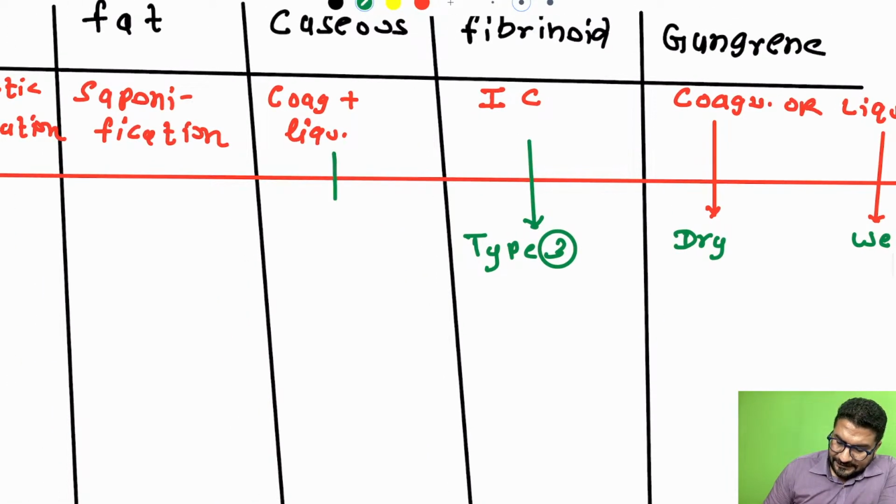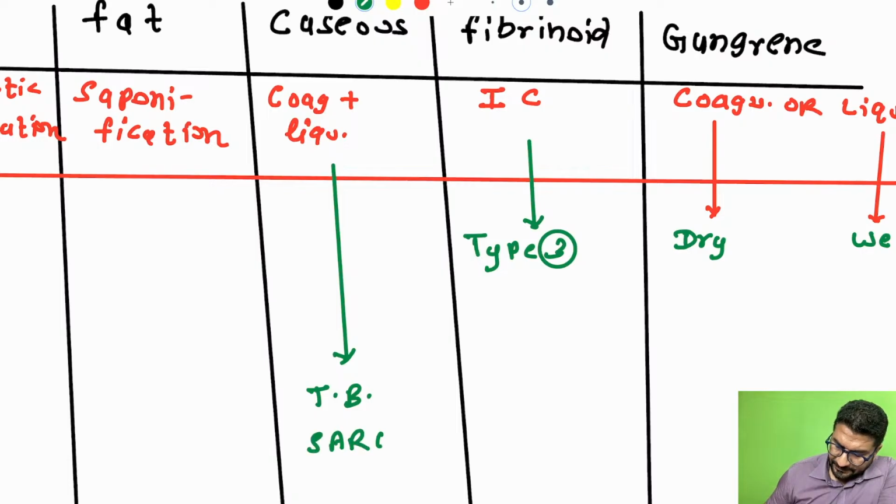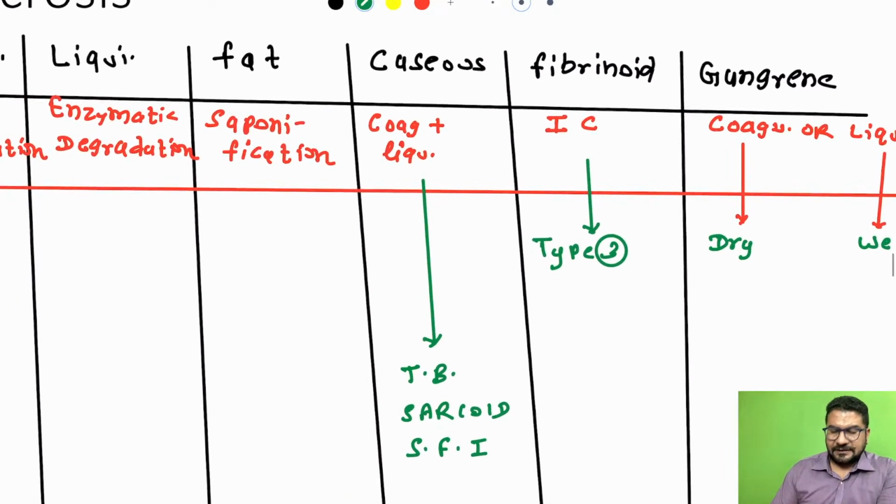Caseous you will see where? You will see caseous necrosis in TB and sarcoidosis. Just ये दो आप याद रखो. And some systemic fungal infection as well. Okay, अब बात करते हैं fat necrosis की. So fat necrosis, understand, here you will see saponification. So here you can notice micelle formation.